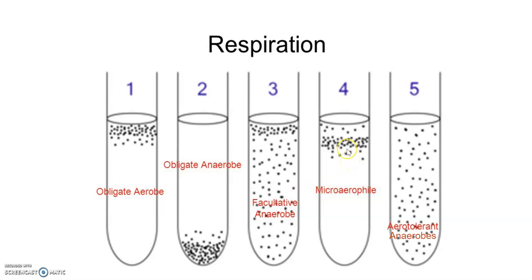Microaerophile means they like a little bit of oxygen. Aerotolerant anaerobes are anaerobic. They do not use oxygen, but they don't die if exposed to oxygen. So it's not like this one where they purposely sink to the bottom.